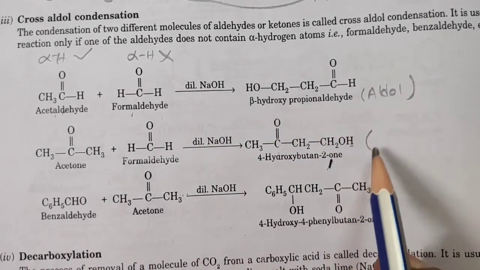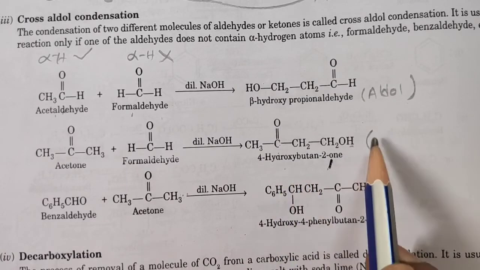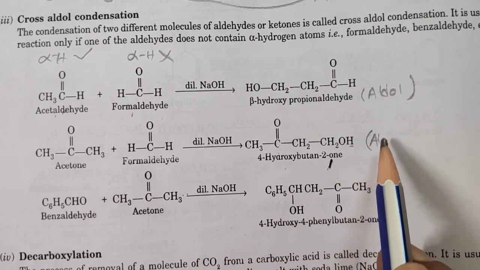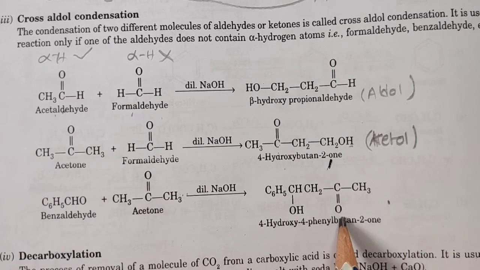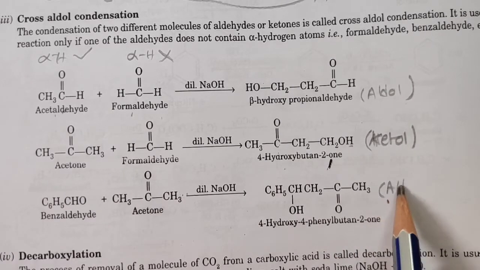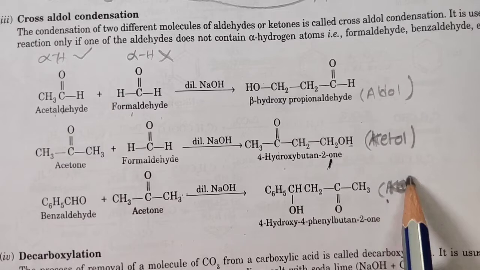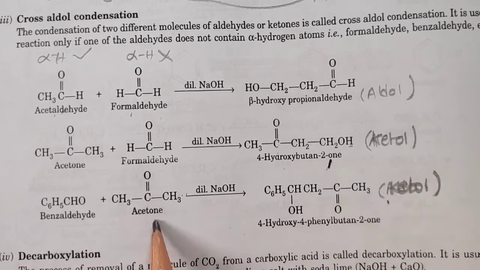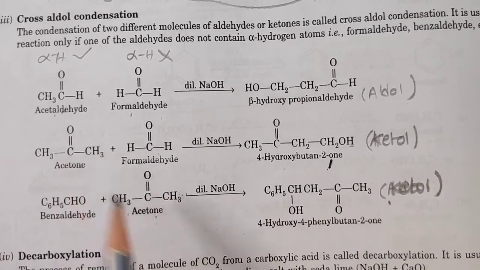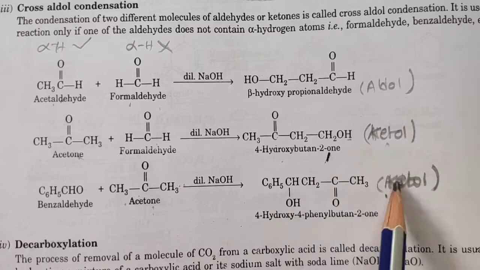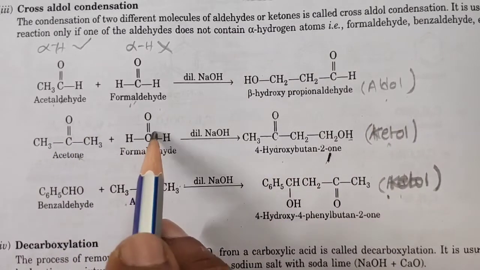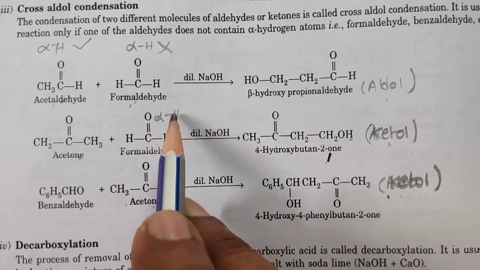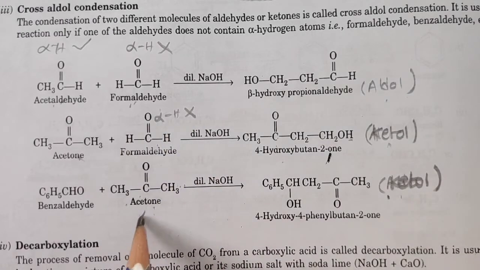Understood? Here also you are getting an aldol product. Aldol, not ketol product, because ketone is used. And in this case you will get the ketol product. Understood this part? When ketones are used, you will get ketol product, and when aldehydes are used, you will get aldol. But remember, here also there is no alpha hydrogen. Here there is alpha hydrogen, so we will not discuss this.